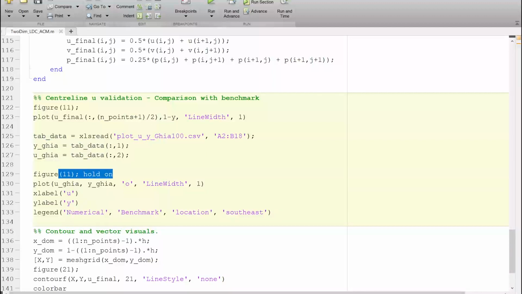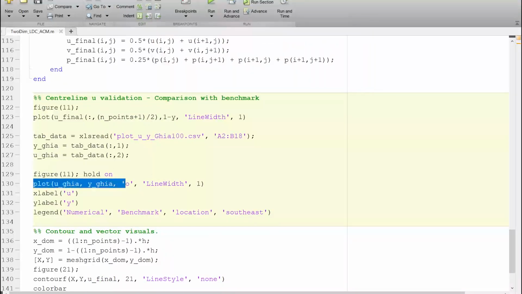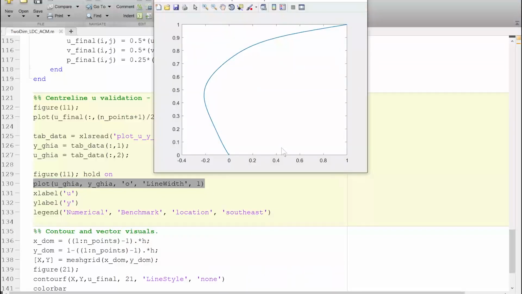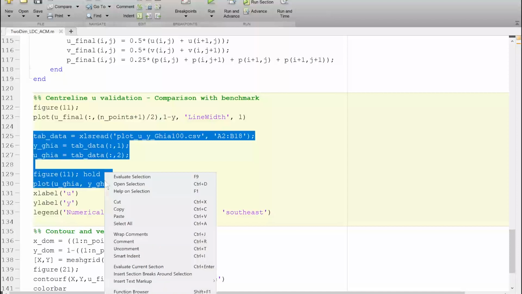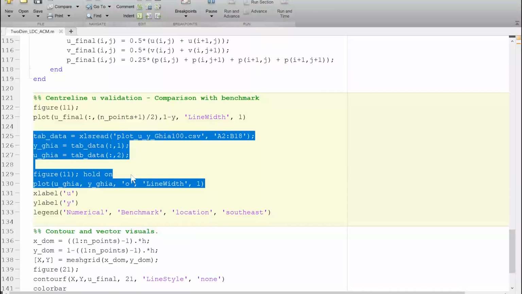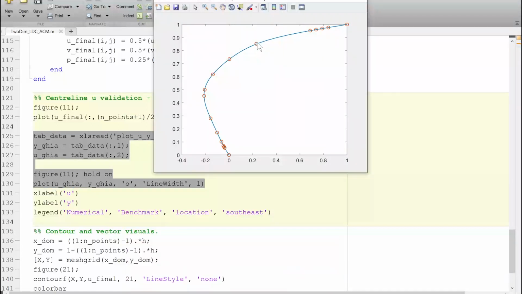Then I go back to figure 11 using the hold on command so that I can plot on top of it. And then I plot these 2 variables in the form of a circle. So it won't plot a line on top of that. Let me also run this particular command here and then plot the u and y of the benchmark. So you can see that the benchmark solution is plotted in the form of these circles, where the blue line corresponds to our solution.